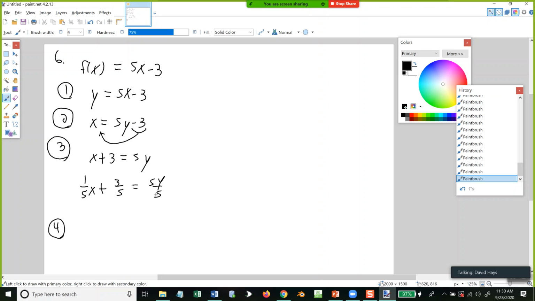And while I'm doing it, these 5's cancel. I got y, but I want to put my inverse notation in there. So inverse is equal to 1/5 x plus 3/5. And that'd be your answer.